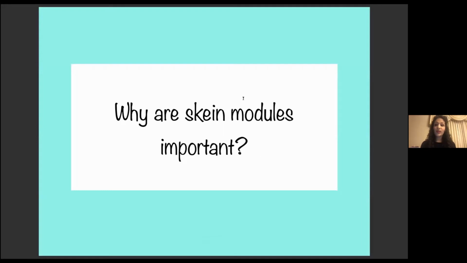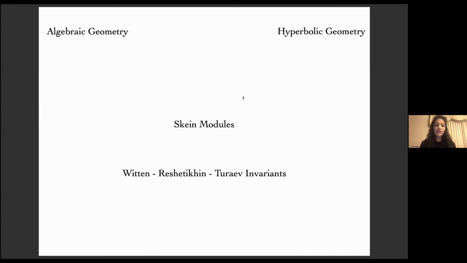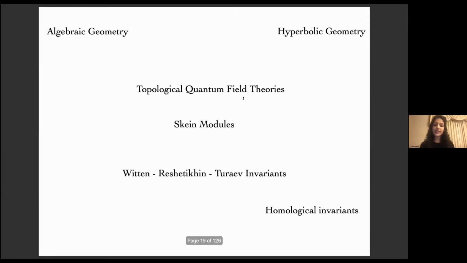Why are Skein modules important? Well, over time, Skein modules have become important tools in low-dimensional topology and quantum topology. They have connections with many fields of mathematics, a few of which are algebraic geometry and hyperbolic geometry via SL2C character varieties and the quantum Teichmuller space. They are related to the Witten-Reshetikhin-Turaev invariants. They are used in the combinatorial definition of these invariants. They're related to topological quantum field theories.